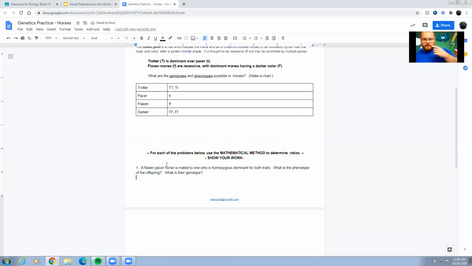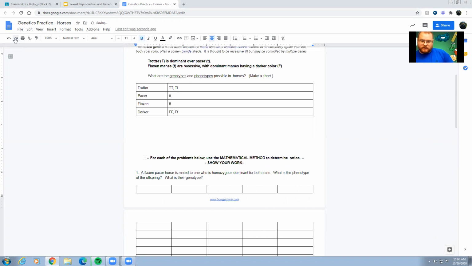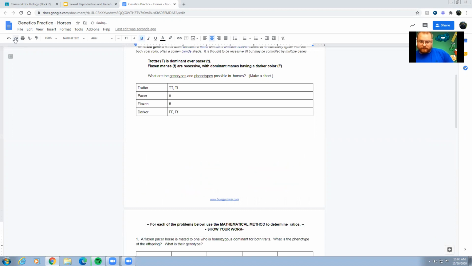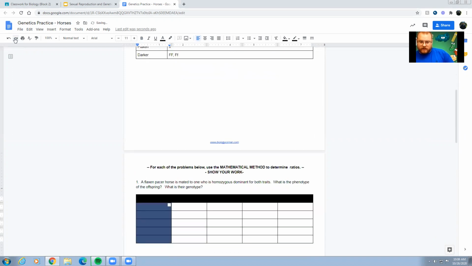So the next question is going to ask you: a flaxen horse is mated to one who is homozygous dominant for both traits. What is the phenotype of the offspring? What is their genotype? Now, we're going to go ahead and set up our square. I went ahead and changed the font color and all of this so we know which one is which.